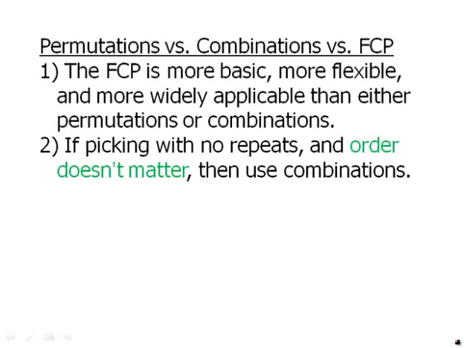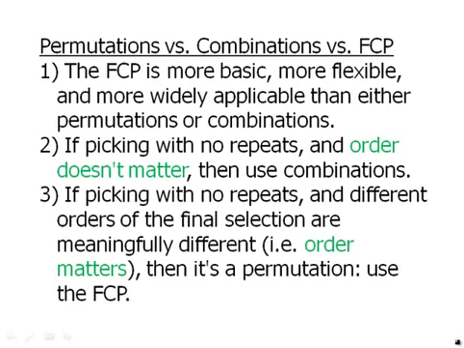So if we are picking from a group and there are no repeats and order doesn't matter, so in other words, if I pick ACB or ABC or CBA, all of those count as the same selection, well, then that's a combination, and we use the combination formulas, which we discussed in the previous videos. If we're picking with no repeats, and different orders of the final selection are meaningfully different, and that's what we mean by saying order matters, then it's a permutation, and then we're going to use the fundamental counting principle, which we've already covered in previous videos and which we talked about again in this lesson.